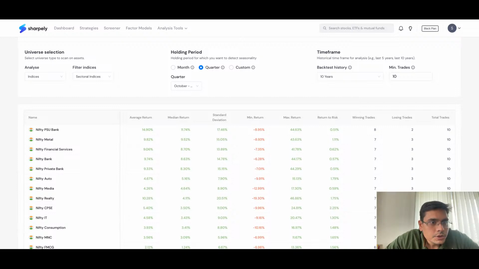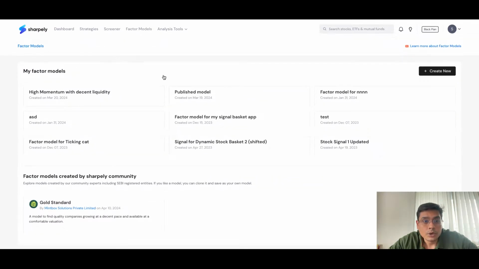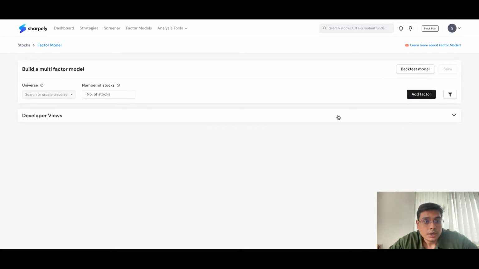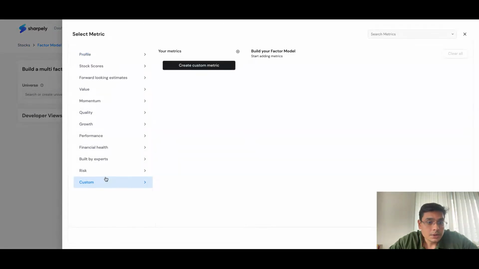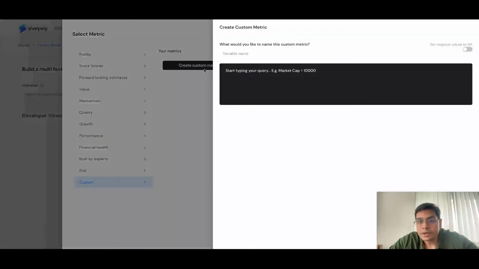So, any questions regarding how to use functions in screening? Or by the way, we have introduced custom metric in the factor model as well. So suppose you want to create a factor model, you can create your own custom metric now.